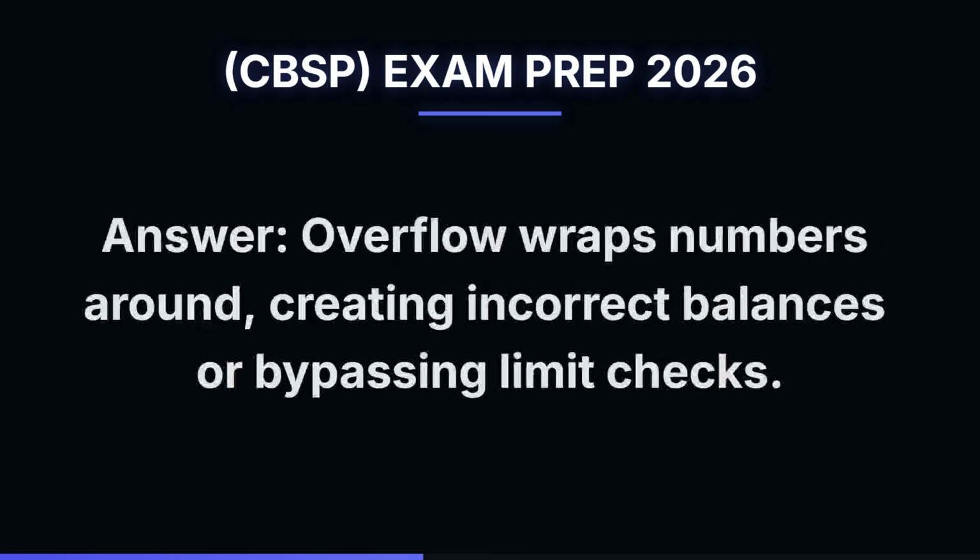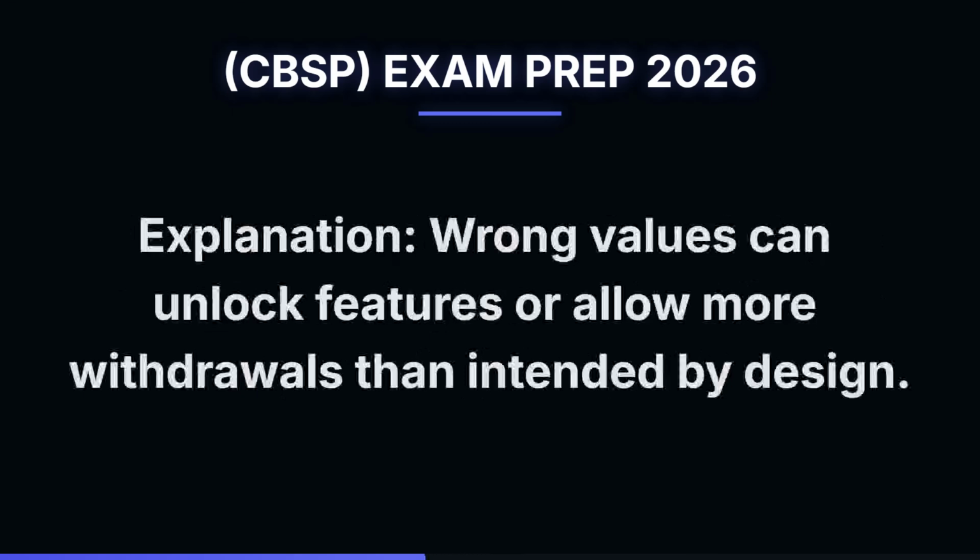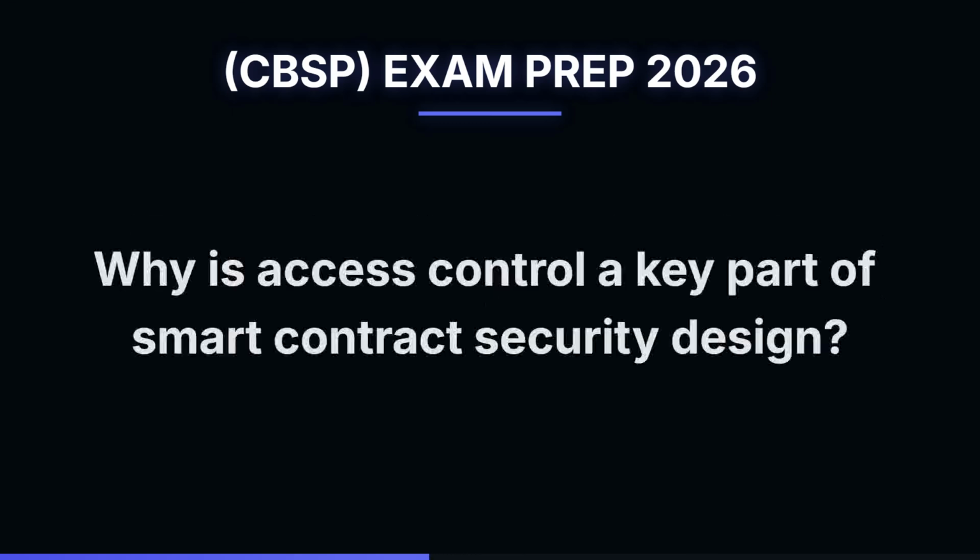Overflow wraps numbers around, creating incorrect balances or bypassing limit checks. Wrong values can unlock features or allow more withdrawals than intended by design. 5. Why is access control a key part of smart contract security design?